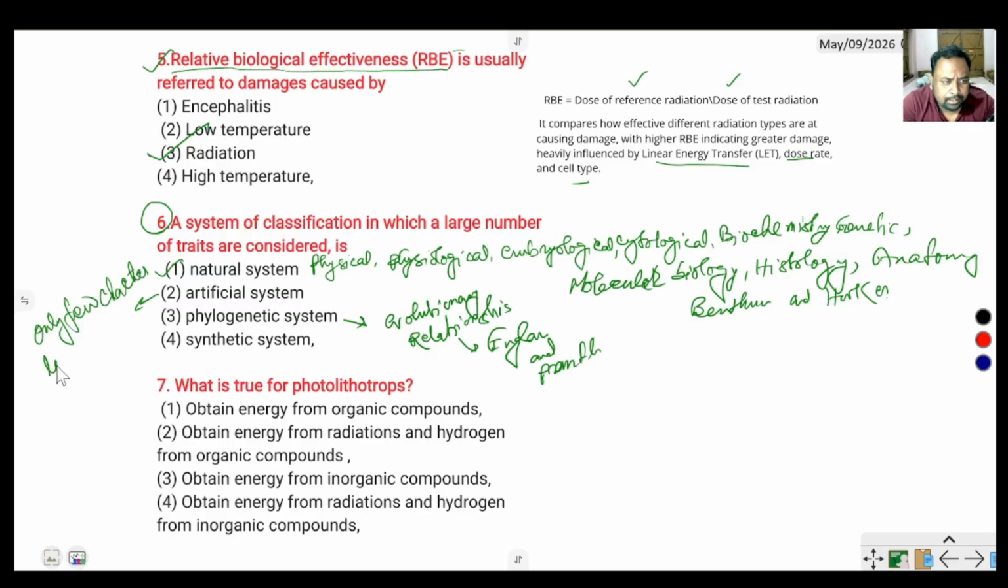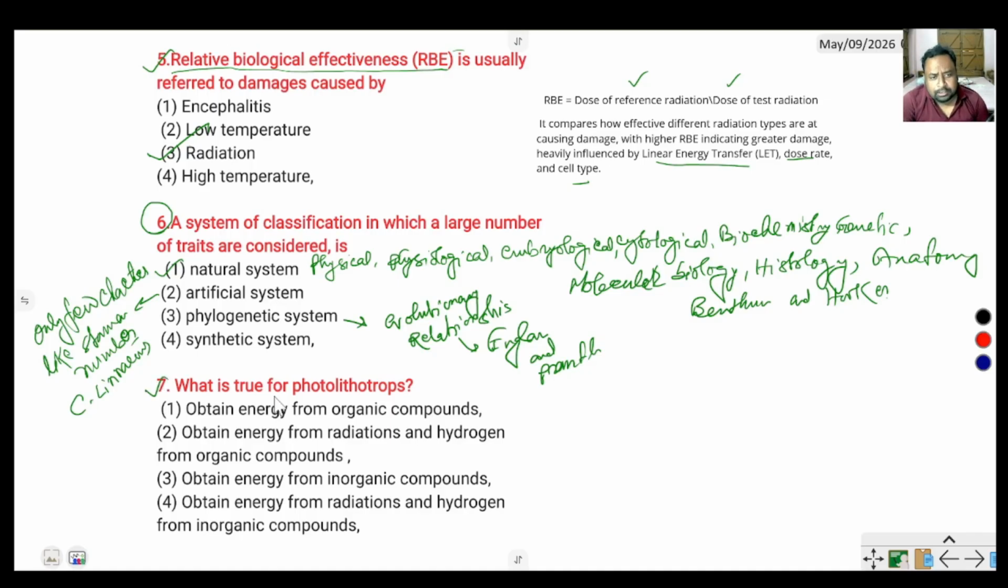Like stamen number, proposed by Carolus Linnaeus, Theophrastus, Aristotle. Okay, the correct option is natural system.